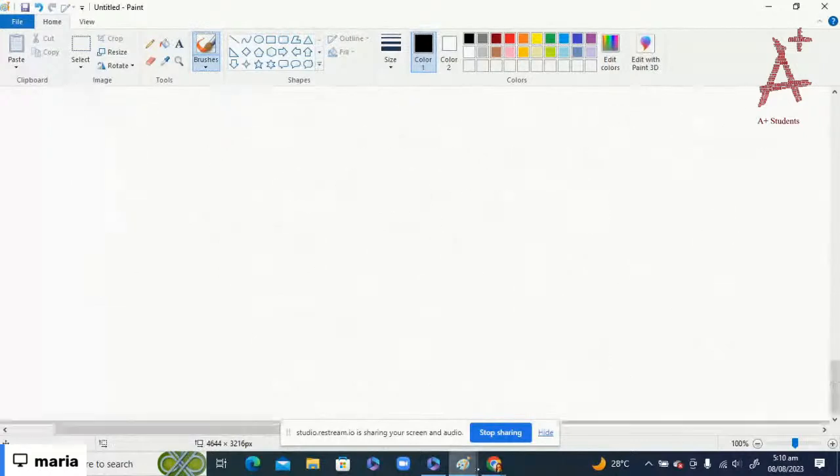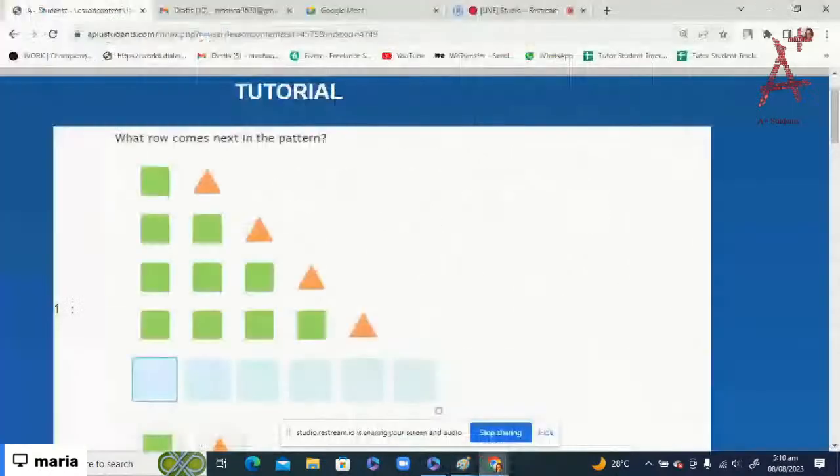Okay, now let's do this thing. What row comes next in the pattern? One square, one triangle. In the second row, is the number of squares increased or the number of triangles increased? Yes, think about it. Yeah, the number of squares is increased. Then in the third row, again more squares are added. And in the fourth row, how many squares? It's four squares. Now in the fifth row, what does it become?